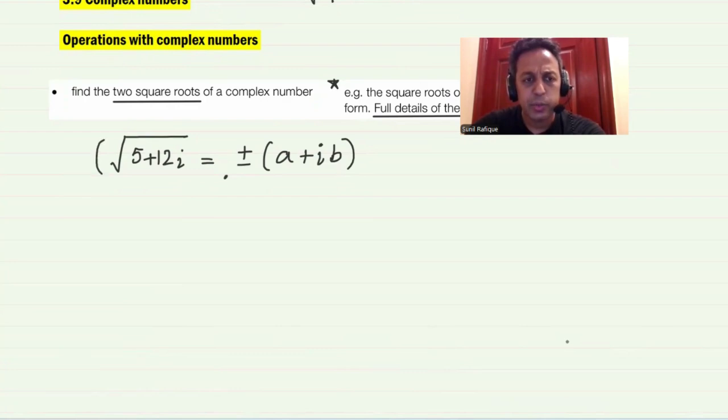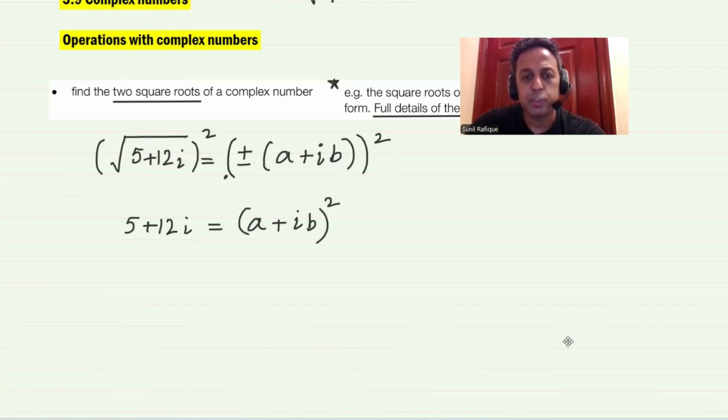First thing I can do is square both sides. When you square both sides, what happens? You get rid of this plus and minus, because a positive squared is a positive, a negative squared is a positive as well. Okay? So a plus ib squared, this is what you get.